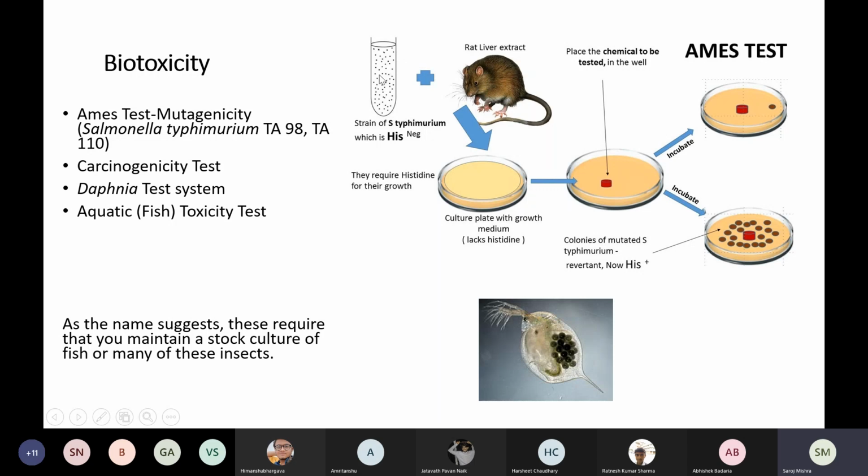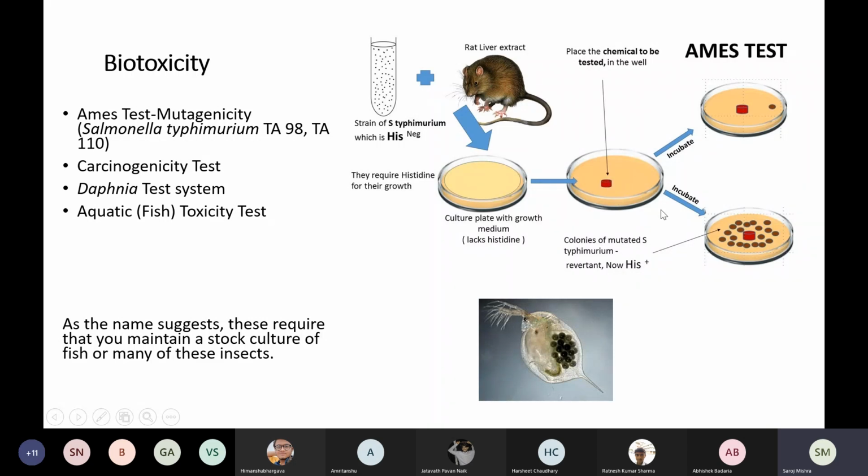You mix it with this cell suspension and pour it out, or, as explained in this slide, you place the chemical to be tested in a well. You have already plated out these cells. They are plated out, but there is no growth because the original strain is His negative and you didn't add histidine from outside. Now you make a little well in this agar plate and put the chemical in it. You could have an aqueous solution or an alcohol. If it is a hydrocarbon compound, you solubilize it in a small amount of organic solvent and put it in the well, and you allow it to diffuse across the plate.